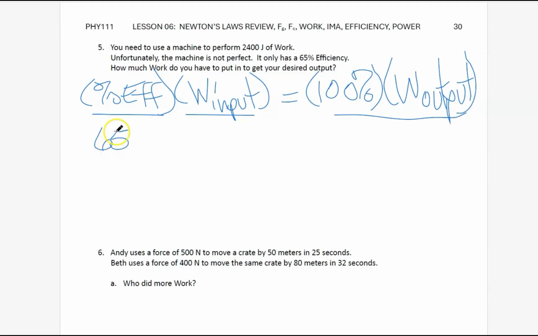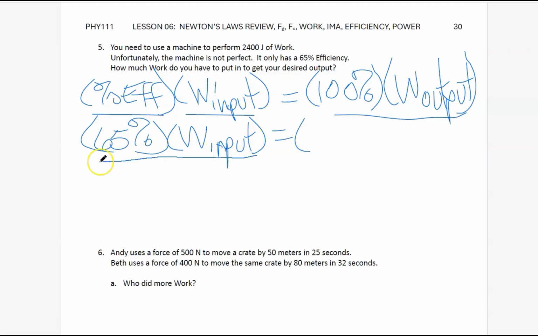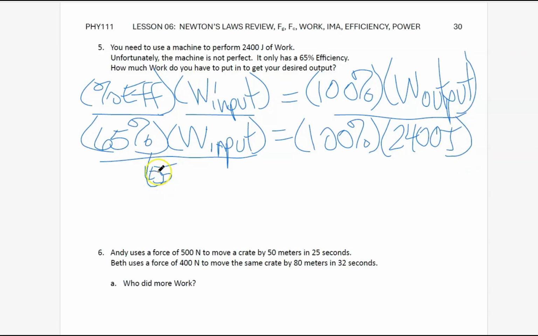We know it's 65% efficient. We have no idea how much work we have to put in to get out our work that we want, but we know that 65% of whatever we put in will become 100% of the 2,400 joules we need to come out of our machine. Well, we divide both sides by 65%. These two numbers will cancel, percents will cancel, and the only unit that will be left is joules.